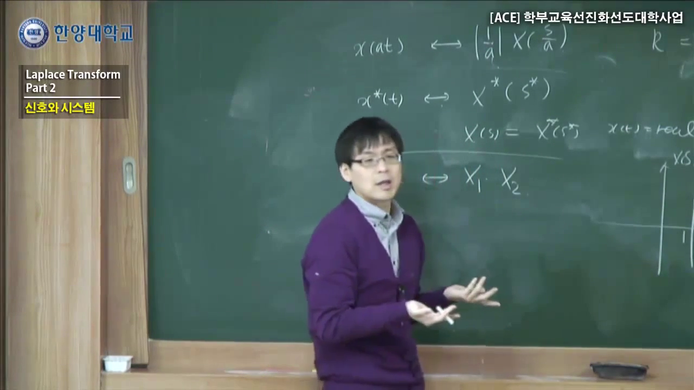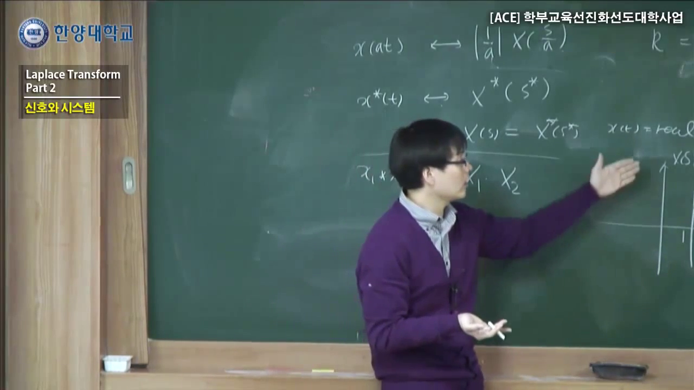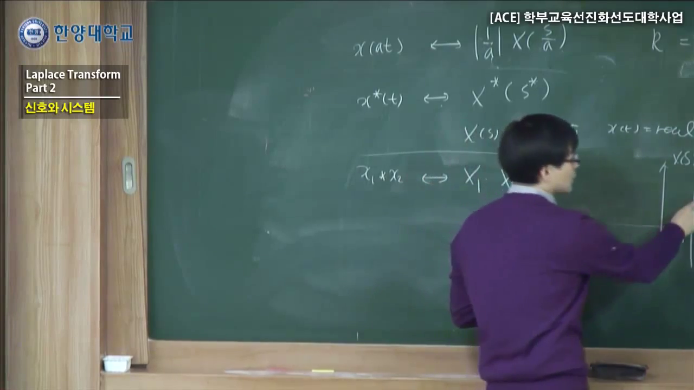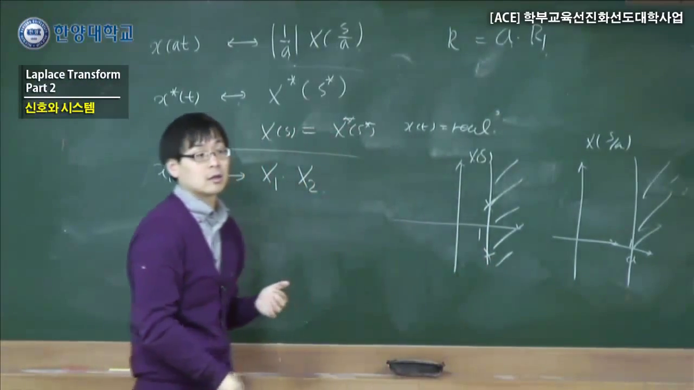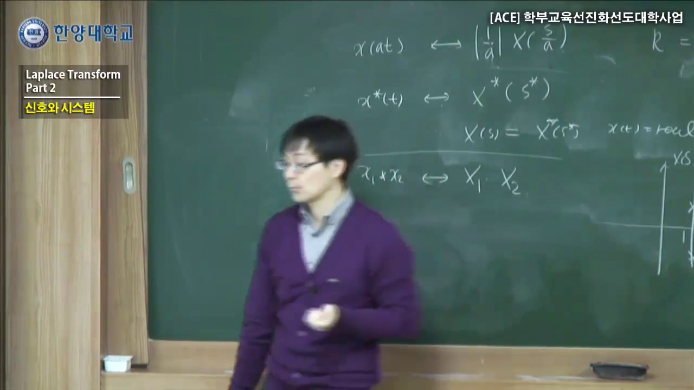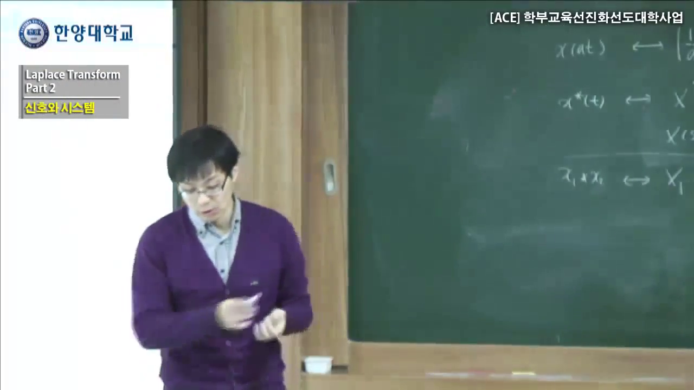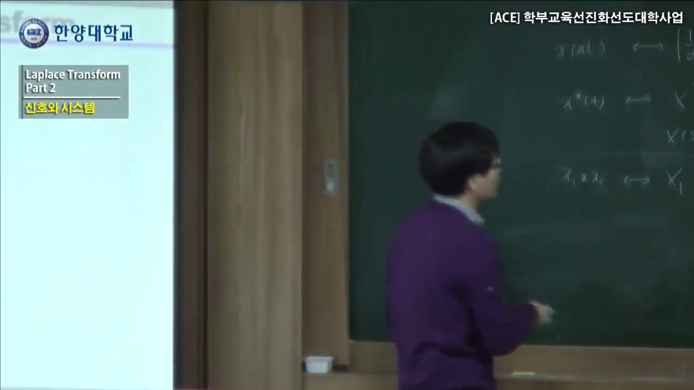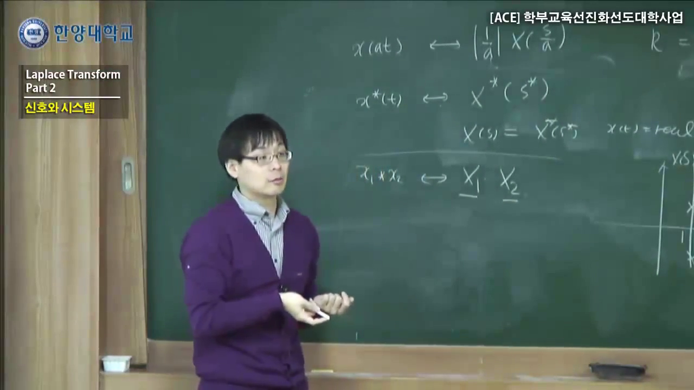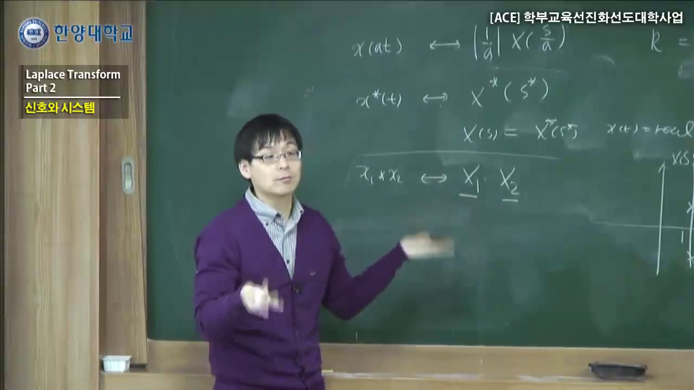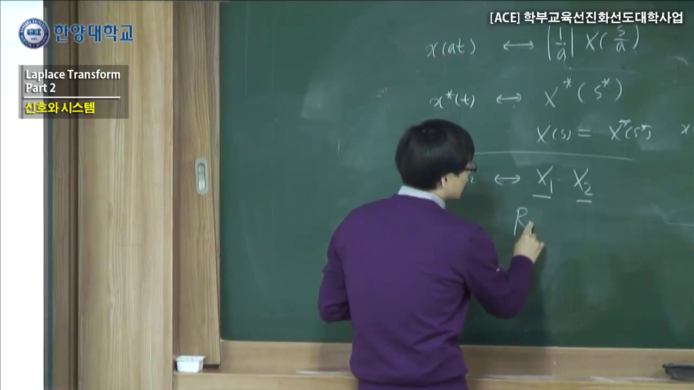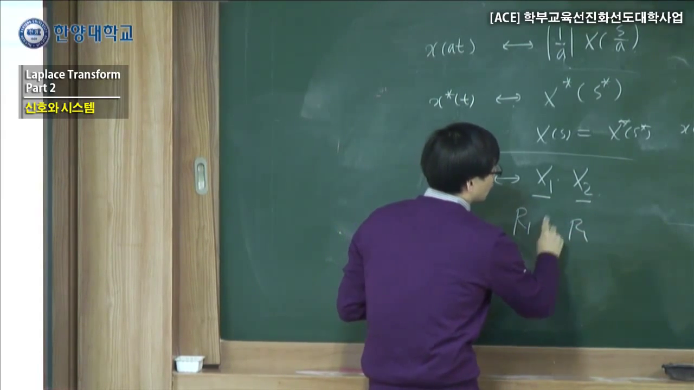In case of conjugate, doesn't matter much because conjugate, they change the polarity of imaginary axis. In the regional convergence, here and here doesn't matter, right? So we don't care much about it. We only care about real part, so that's not change. In convolution, this one should converge, right? To make this multiplication converge, this one should converge and this one should converge. So it should be overlapping area.